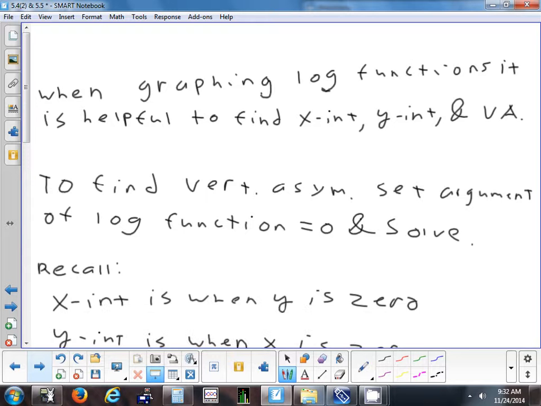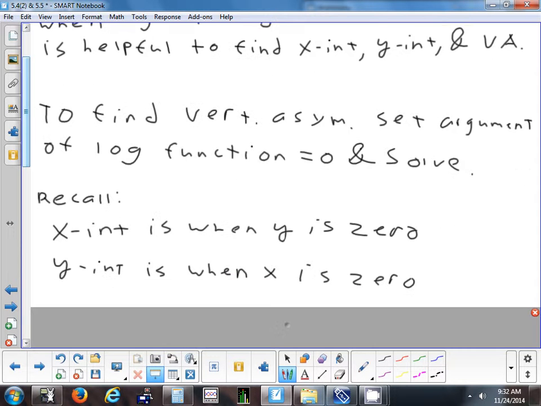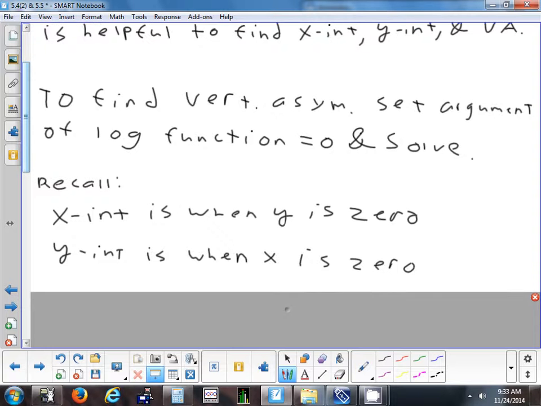So your x-intercept is when y is 0. Your y-intercept is when x is 0. And to find your vertical asymptote, just set the argument equal to 0. Because whatever value would make the argument 0, that's where the graph starts to become undefined, or the function is undefined.